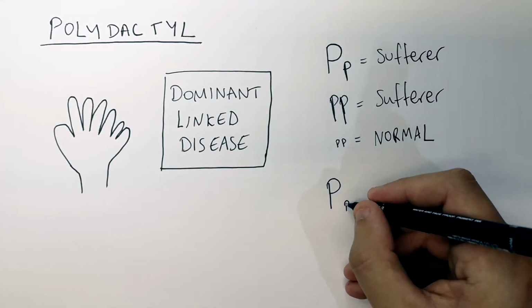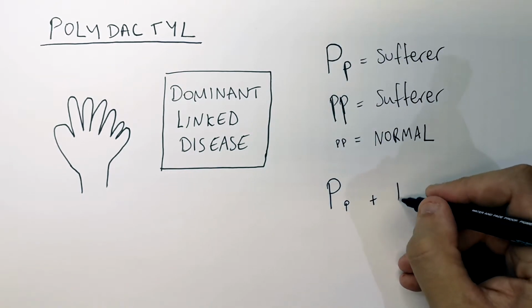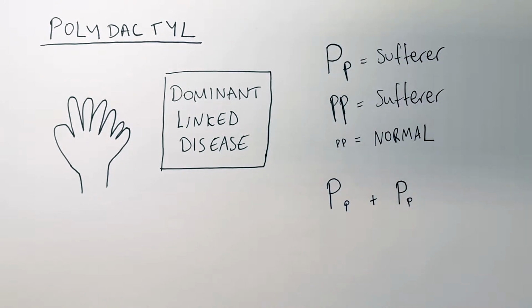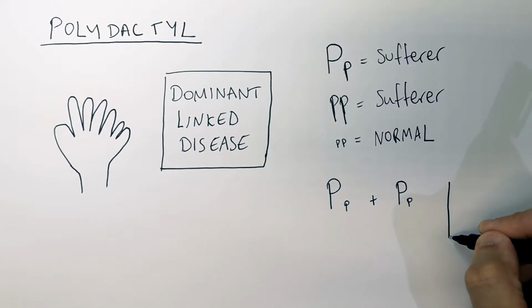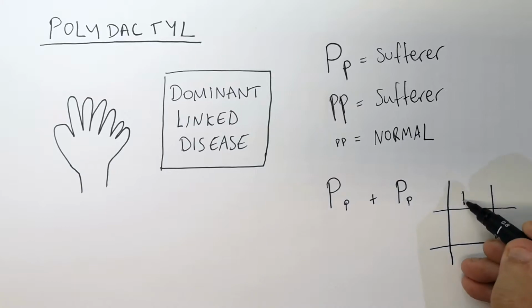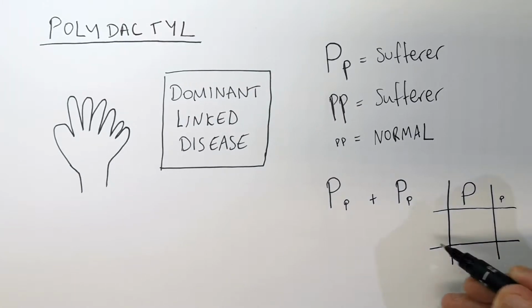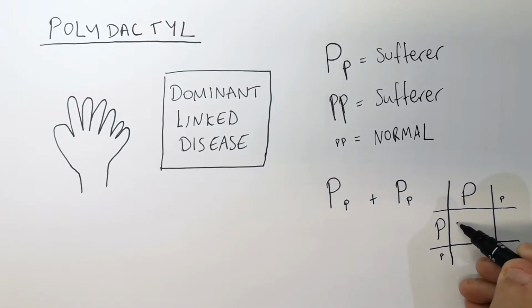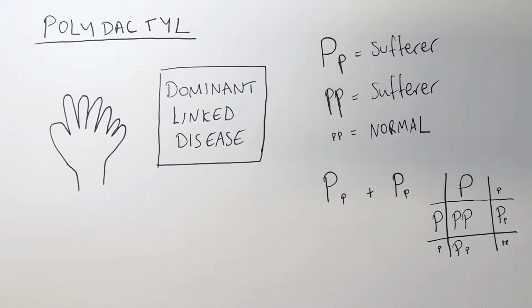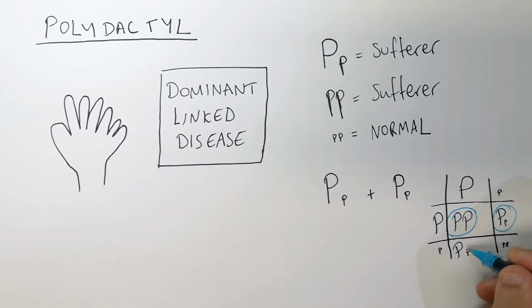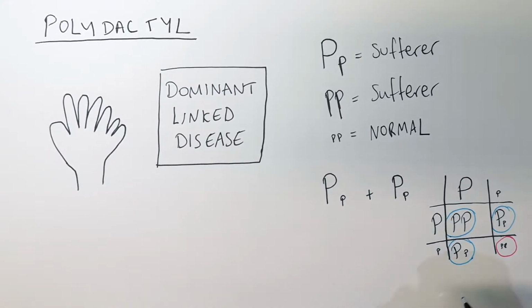So let's do a genetic cross using a Punnett square of two heterozygous parents, both of them big P, little p, both of them sufferers of polydactyly. Now we do the Punnett square, and we place the possible gametes of the parents on the top and the left-hand side and do the cross: big P, little p, big P, little p, little p, little p. So the big P, little p will all have the disease polydactyly, whereas the person with little p, little p will not have the disease because they do not have the dominant allele.